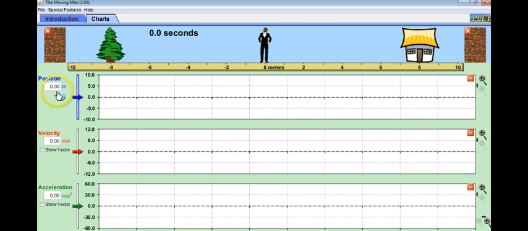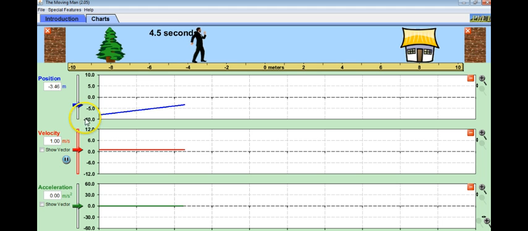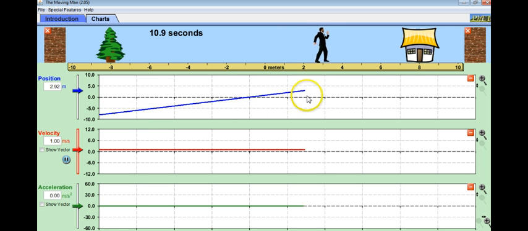You can make other changes. For example, you can have the little man start at a position of -8 and then go at a velocity of 1 meter per second so that now he'll move from the tree to the house at a constant velocity. And there you go. And notice what has changed now. You have now the y-intercept here on the position graph is starting at -8, and yet we have this nice linear function here showing for the position versus time graph.